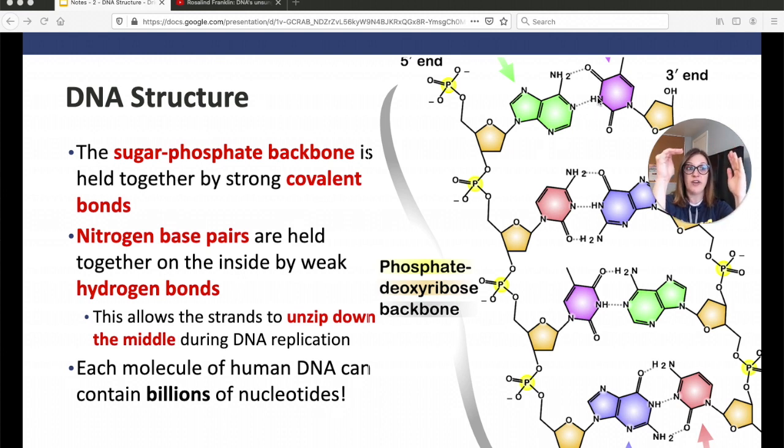If you have an A over here and a T over here, that means you can just plug in the missing bases for each, which essentially allows this to unzip. And during DNA replication, we can therefore build two identical DNA helixes from one original template. Furthermore, each strand of DNA can contain billions of A's, T's, C's, and G's up and down in a wide variety of different sequences to create the diversity of life that we see.